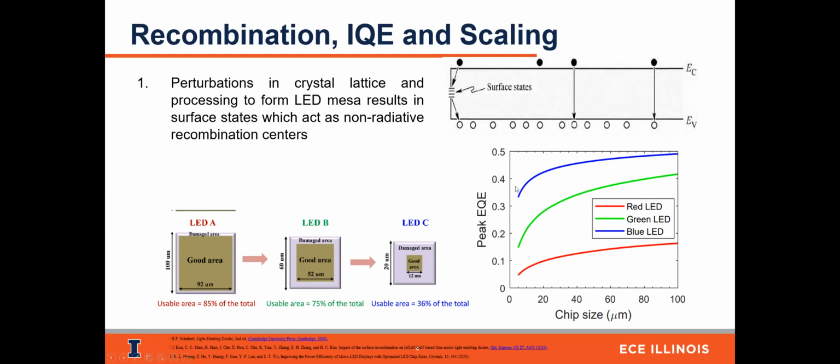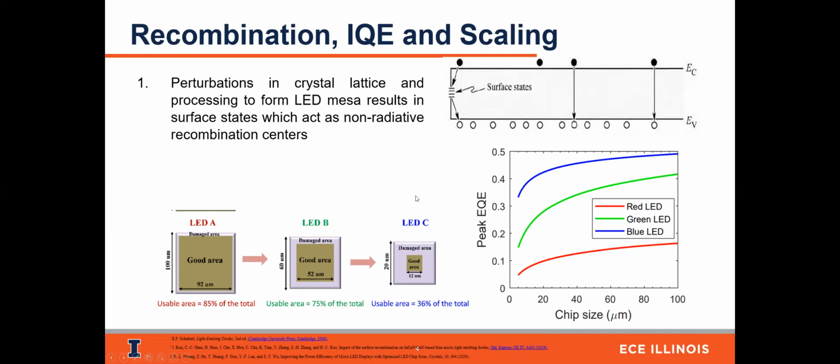On the right hand side, you can see that the chip size and the peak external quantum efficiency have this kind of relationship. You can see the peak external quantum efficiency is high when your chip size is about 100 micrometer. But as you decrease the chip size, particularly when the chip size is smaller than 40 or 30 micrometer, you can see a significant reduction in peak external quantum efficiency. And they are universal for red LED, green LED, or blue LEDs.